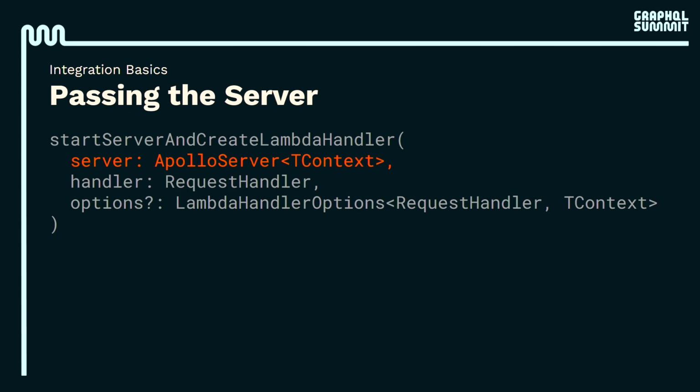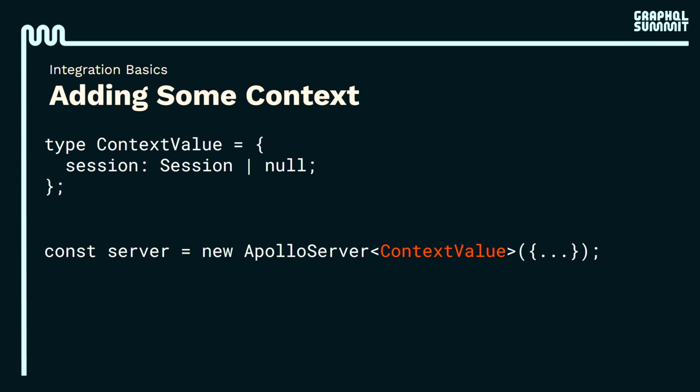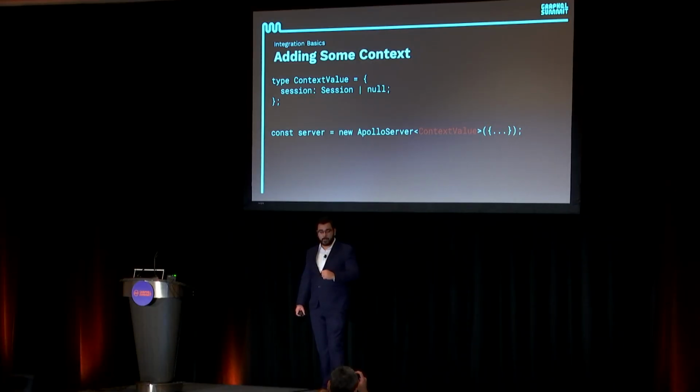So let's actually go back and add some context to our GraphQL server. So for Apollo server, when you're running the constructor, you can actually pass a type value of context to the first type parameter. So in this case here, we have a very simple setup of a session where the session might exist or it might be null and not exist.